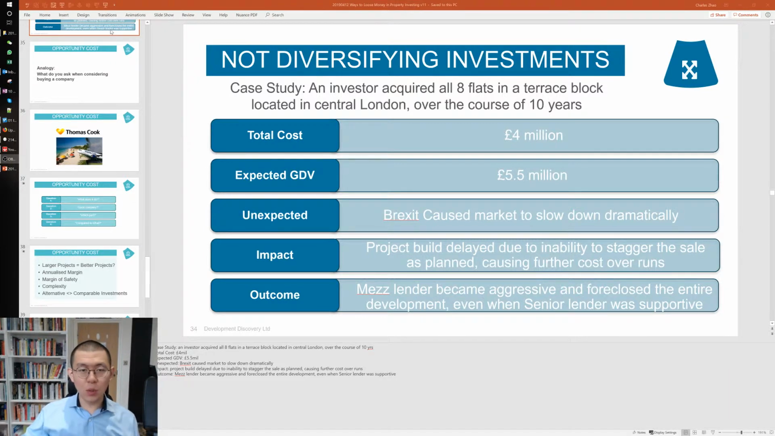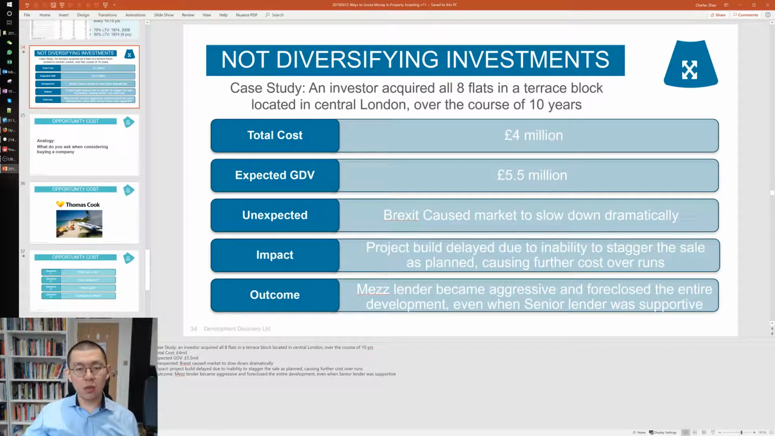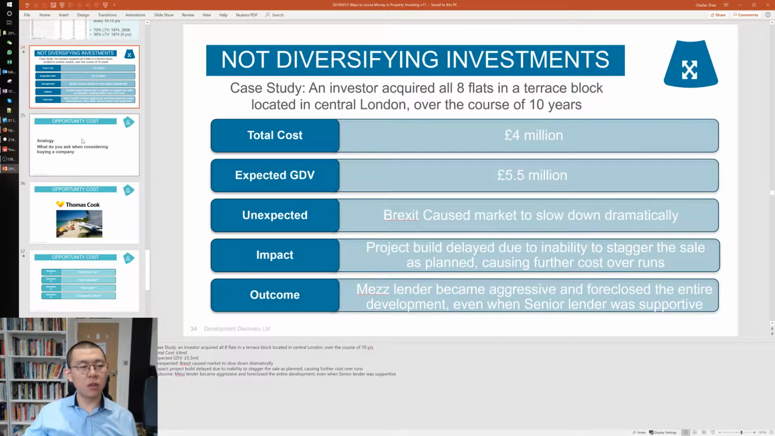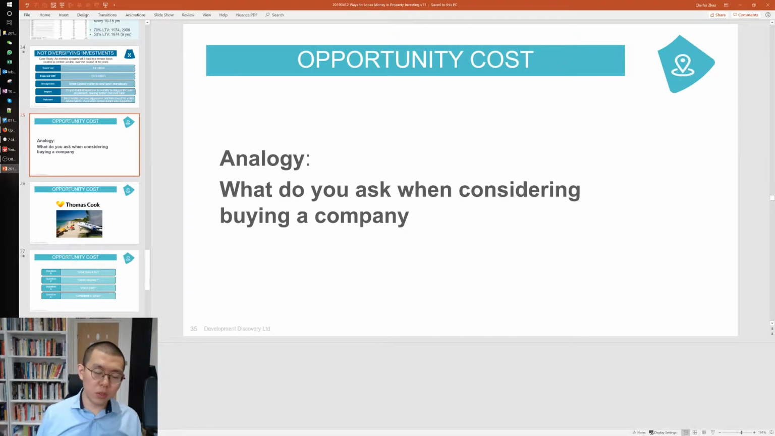Welcome back. So last time we covered the first point, from a finance perspective, on how to avoid losing money in property investment. That was diversification. Today we're going to talk about opportunity cost. So we start with an analogy.